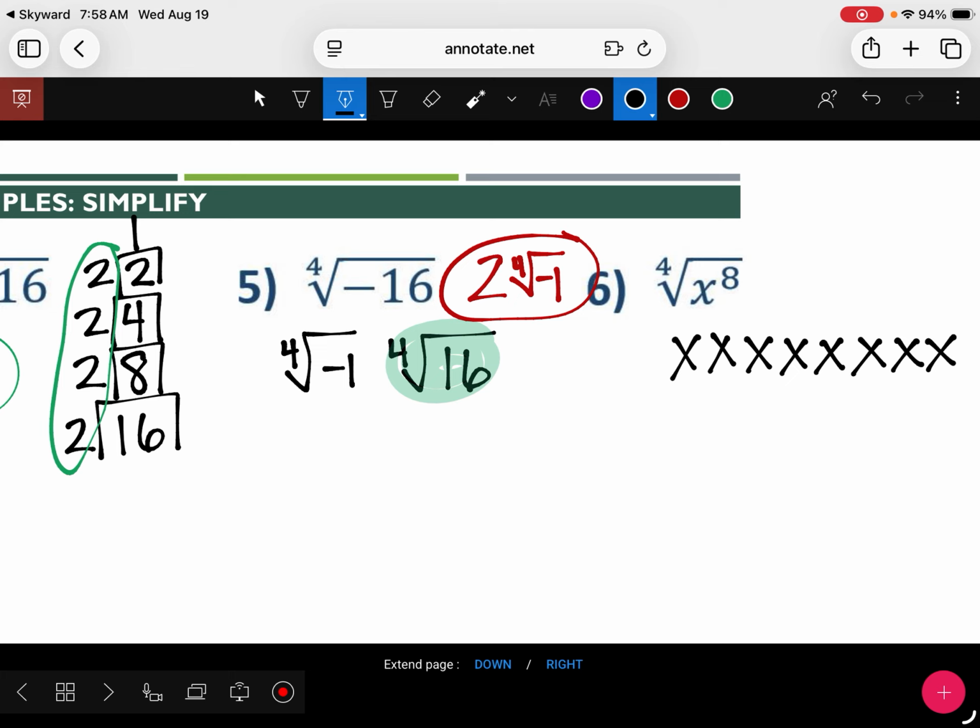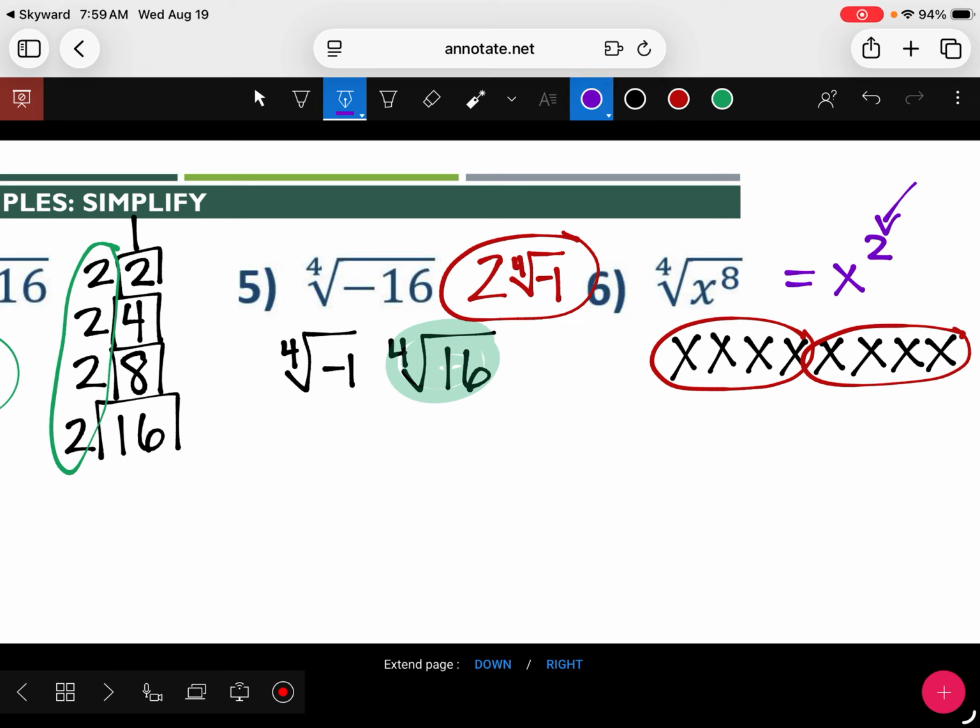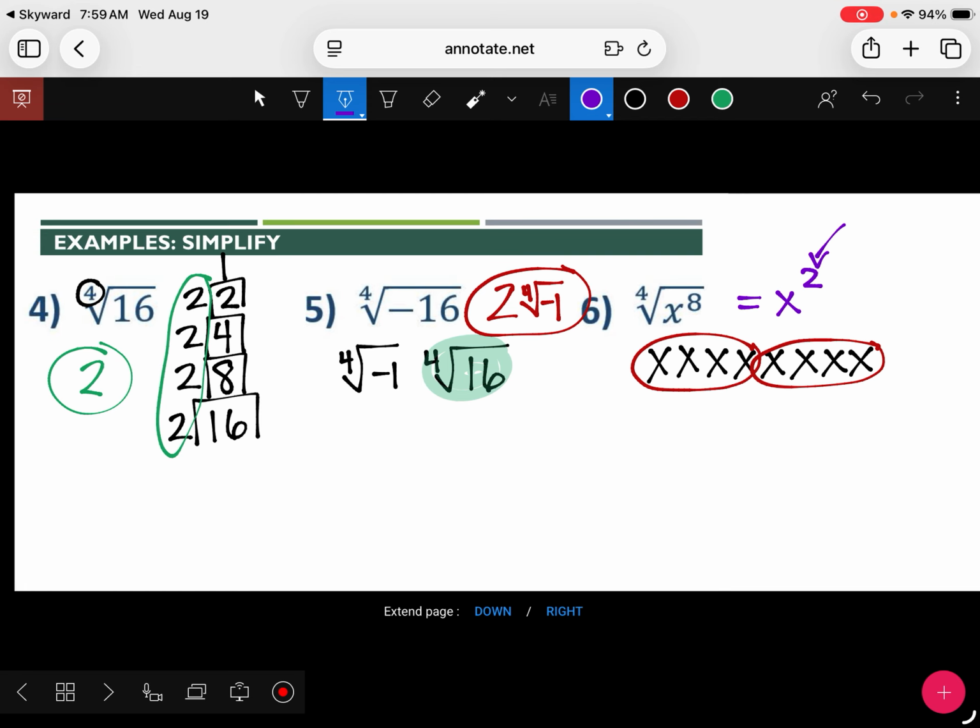If you were to create 8 X's on your paper and circle groups of 4, do you all see that I have 2 groups? That is why my answer is simply X squared. This number is how many groups I made. And I made 2 groups. All right.